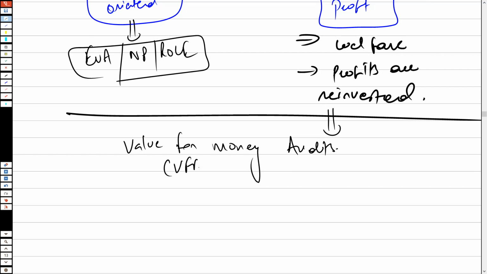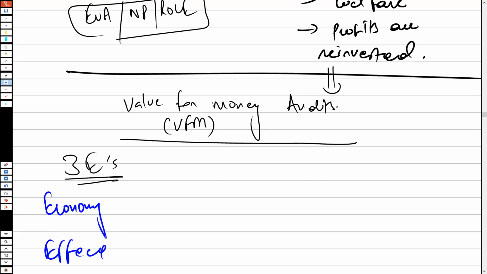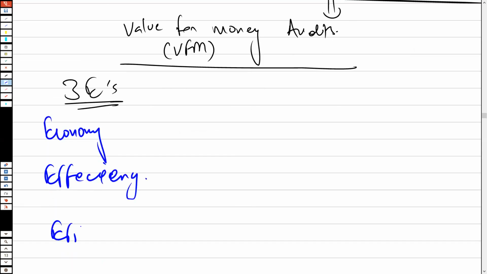When we talk about these value for money audits, what exactly are they going to be? You would focus upon the 3 E's. What are the 3 E's? The 3 E's are economy, efficiency, and effectiveness. Now, what exactly is this economy all about? What is this efficiency all about? And what is the effectiveness all about?